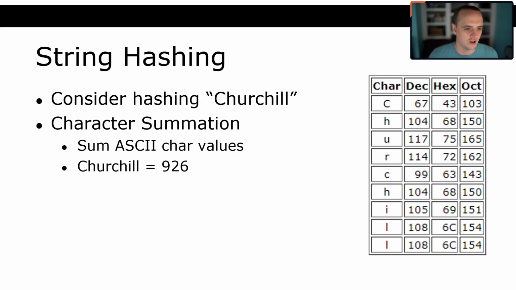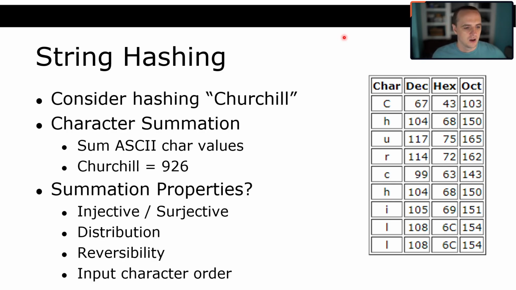Well, let's just sum up the ASCII character values, all right? If we look at the ASCII values over here, we're going to sum up all of the ASCII values of Churchill, and we'll get 926. So with that function in mind, of just summing up all the hash values, let's ask the chat, is this injective?